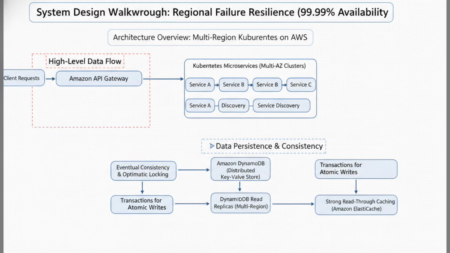To achieve 99.99% availability in our system during a regional failure, we begin with a microservices architecture deployed on Kubernetes across multiple AWS availability zones. Our core data structure utilizes a distributed key-value store like Amazon DynamoDB, leveraging its eventual consistency model to ensure high availability while managing concurrency through optimistic locking.